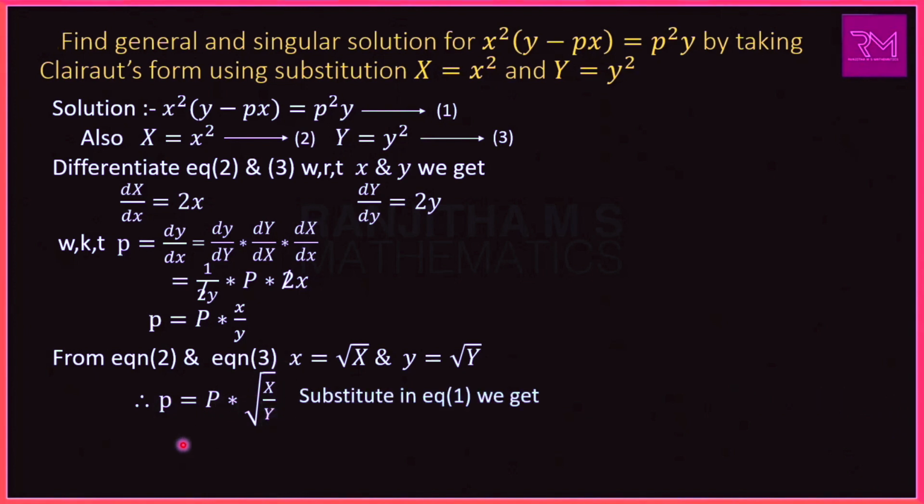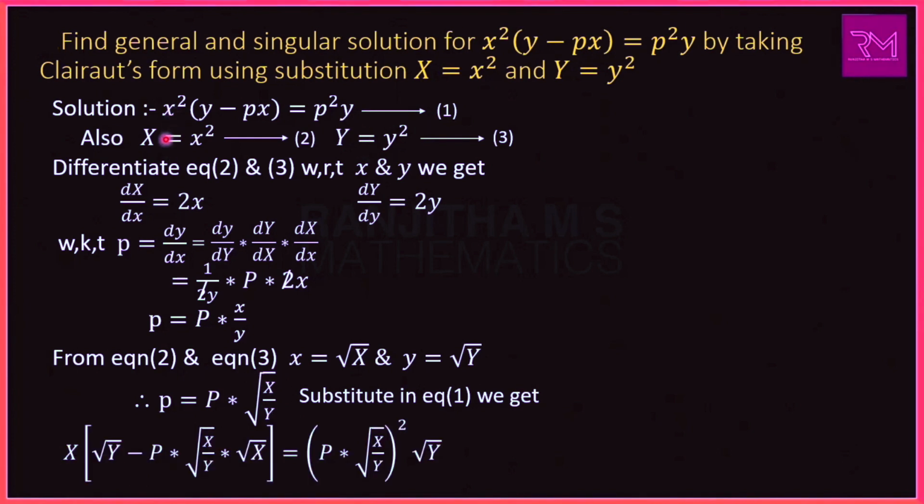Next step, we have to substitute this small letter p value in the given differential equation. We get here x squared is X into, here in the place of y we can substitute root Y, minus p, which is capital P into square root of X by Y, into small letter x which is square root of X, which is equal to p squared, which is capital P into square root of X by Y whole squared, into small letter y which is square root of capital Y.